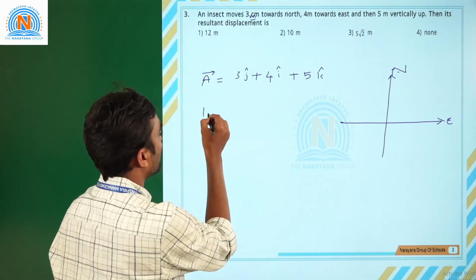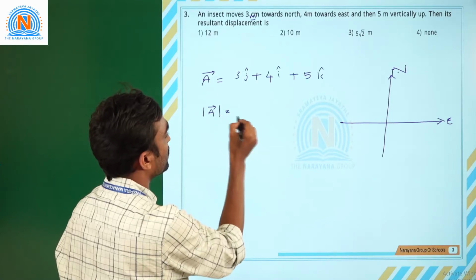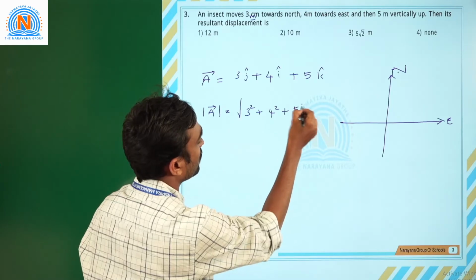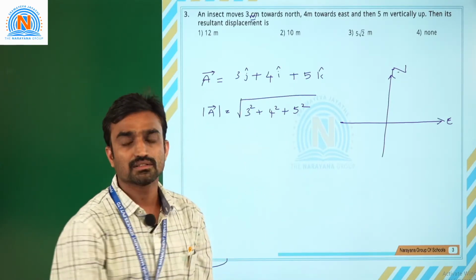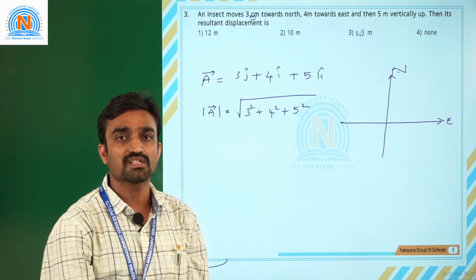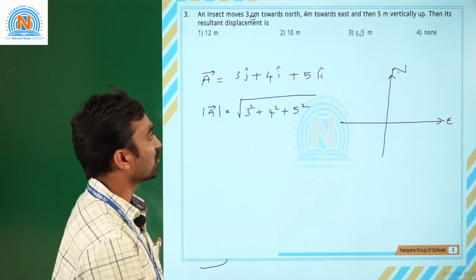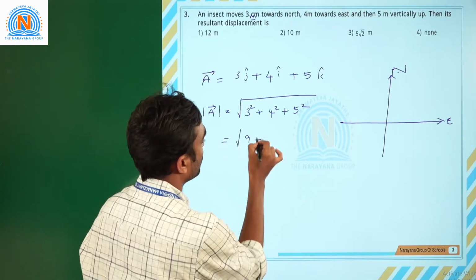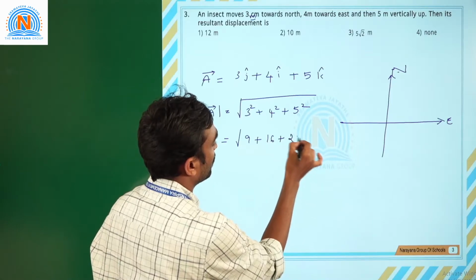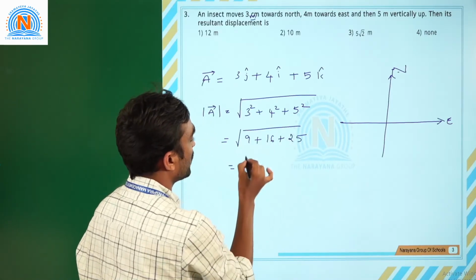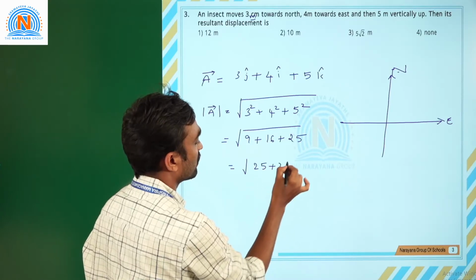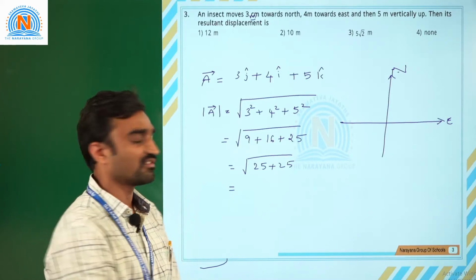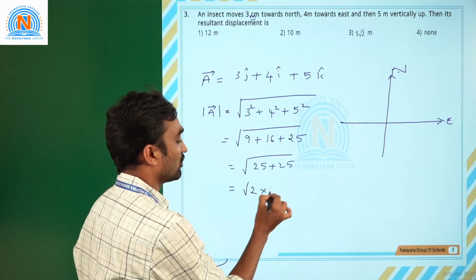The resultant or magnitude of this vector is the square root of 3 squared plus 4 squared plus 5 squared. The magnitude of a vector is given as the square root of ax squared plus ay squared plus az squared. So that is 9 plus 16 plus 25. 9 plus 16 is 25, plus 25 is 50. 50 is nothing but 2 times 25.